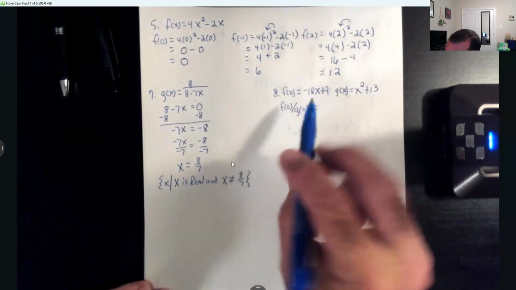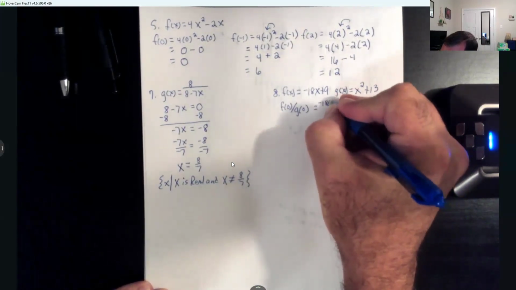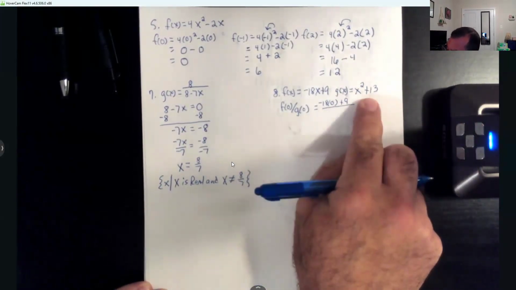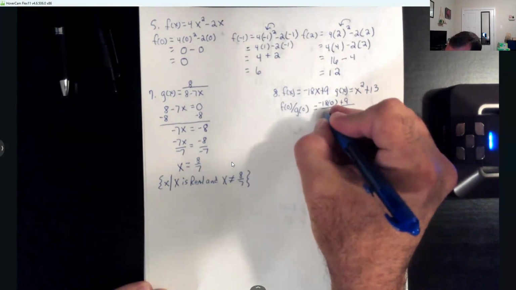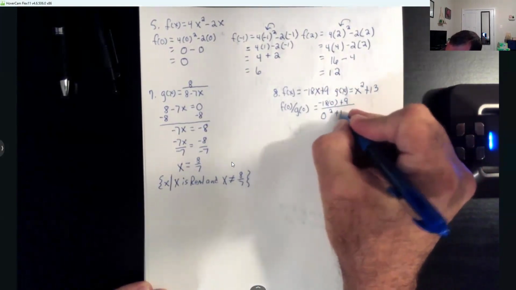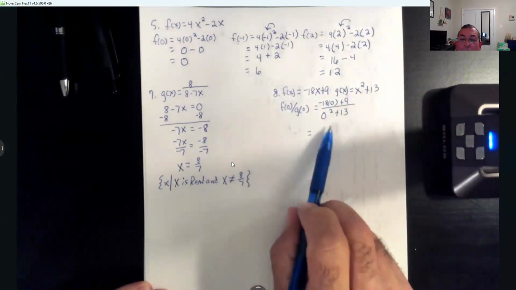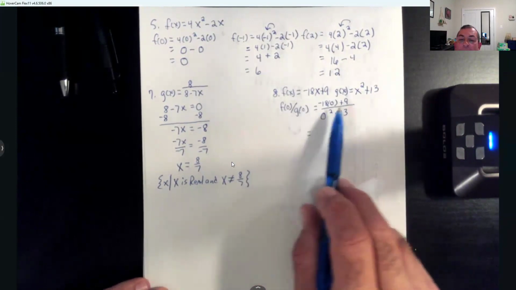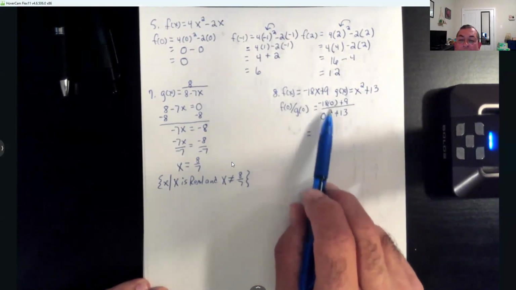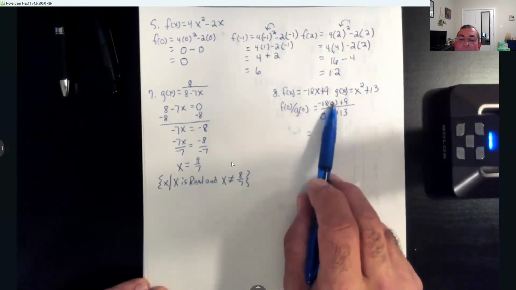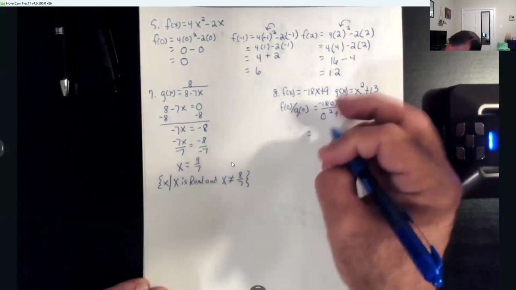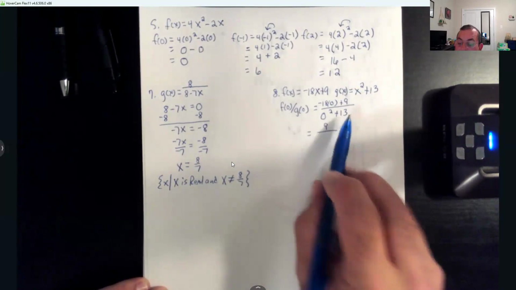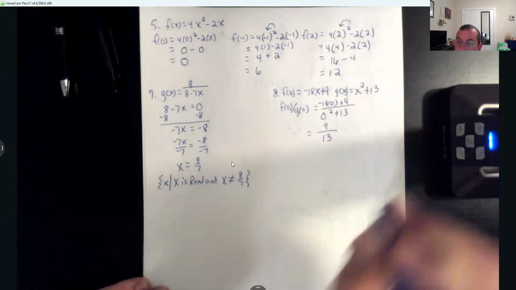F of 0 will be negative 18 times 0 plus 9. G of 0 will be on the bottom. Well, that's going to be 0 squared plus 13. So we just plug in 0 since that's what they're giving us for values. And remember, that's division. So I put F on top, G on the bottom. Well, y'all, 18 times 0 is 0 plus 9. That's going to give me a 9 on top. 0 squared is 0 plus 13 gives me a 13 on the bottom.